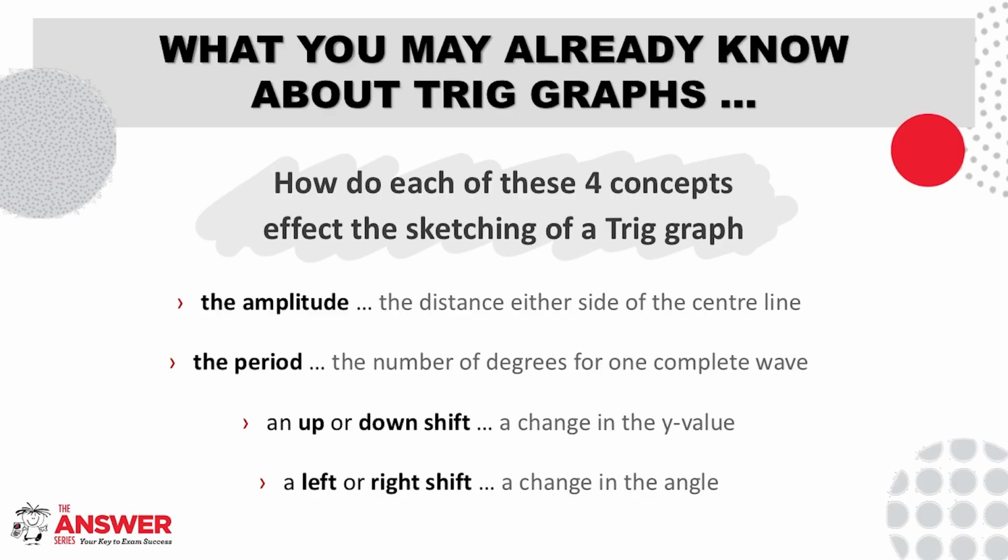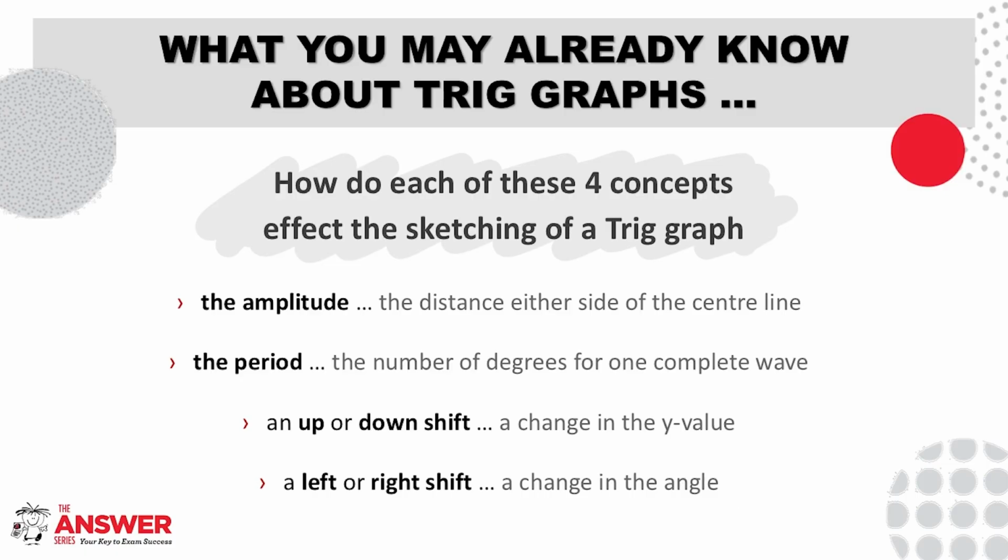The amplitude is the distance either side of the center or midline. The period is the number of degrees for one complete wave. The up and down shift is when the graph as a whole moves up or down because of a change in the y value. And the left and right shift impacts where the wave of the graph starts because of a change in the angle.